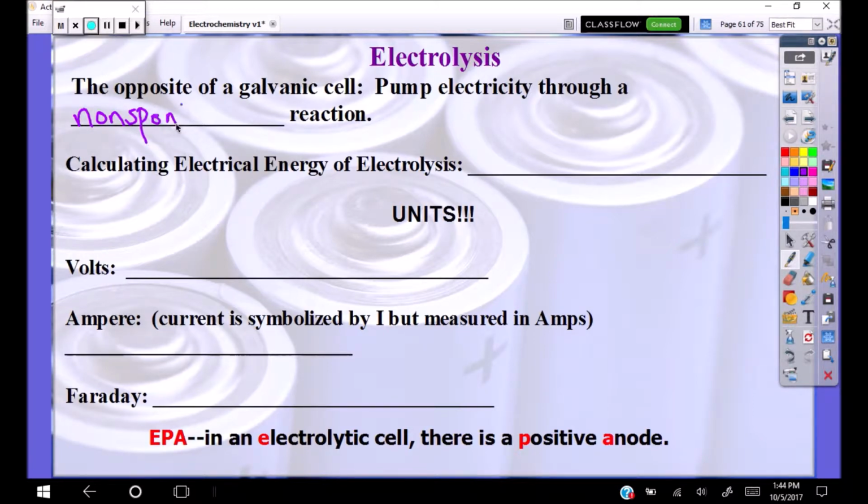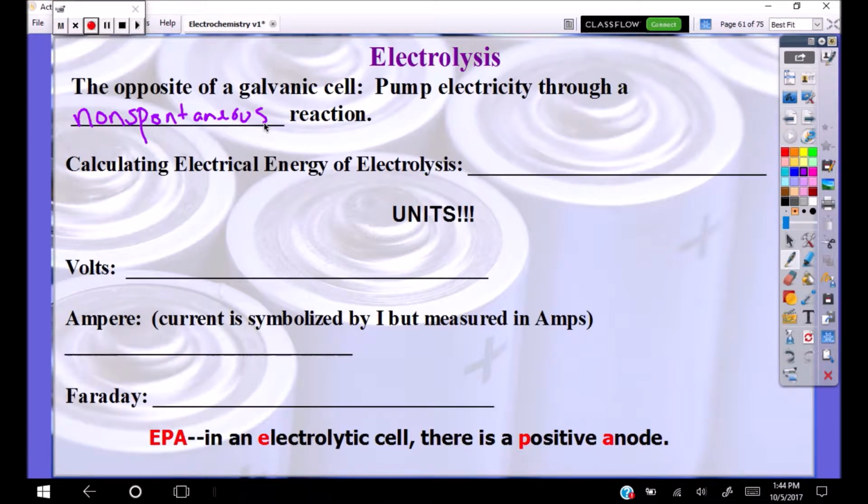We were asked before to clarify between spontaneous and non-spontaneous. So with spontaneous, you have a positive cell potential and a negative delta G. With non-spontaneous, you have a positive delta G and a negative cell potential. So the only way to get that reaction to run is to give it a power source.